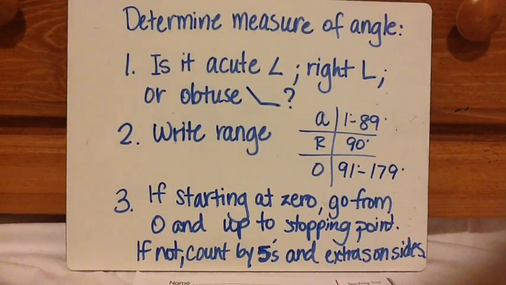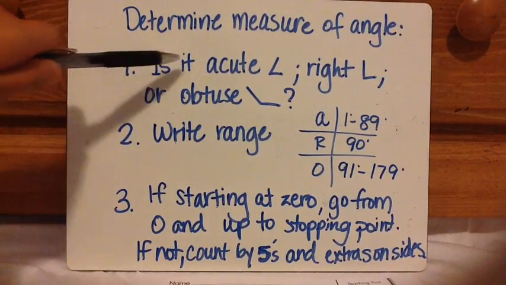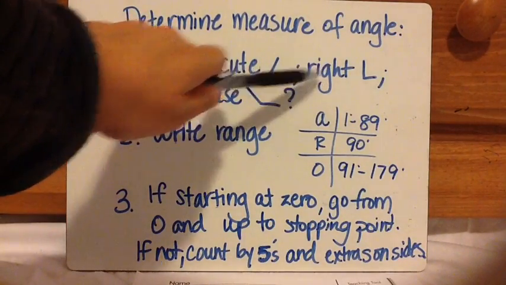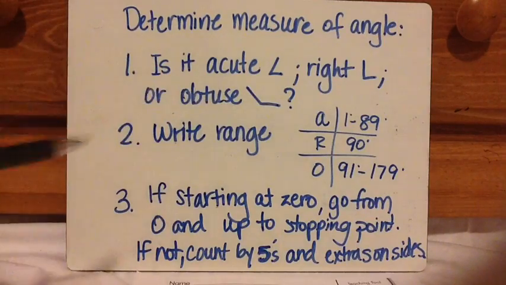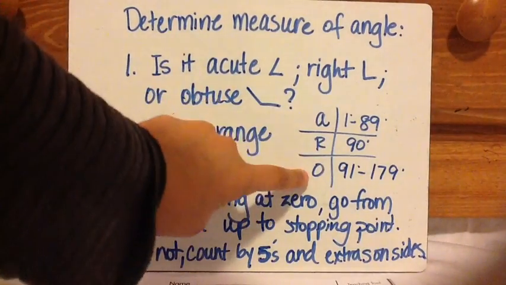When you're determining the measure of an angle, the first question you need to ask yourself is: is it acute, which is less than a right angle? Is it exactly a right angle, which is the letter L? Or is it obtuse, which is greater than a right angle? If you don't know what angles are, I strongly suggest you watch that video first before you move on to this. Your second step is to write the range.